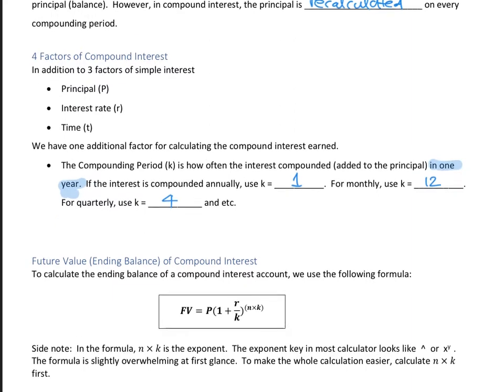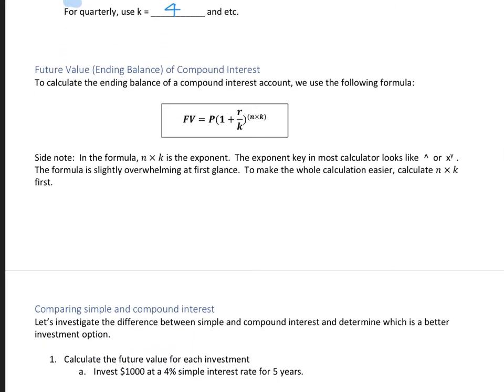So how do we actually calculate the future value of compound interest? To calculate the ending balance of a compound interest account, we use the following formula. The future value FV is equal to P, the principal, times parentheses 1 plus R, the interest rate, over K, the compounding period, to the power of N times K. There's a typo here, it should be T times K. So T is time times K. It should not be N times K, it's T times K. I'll change that here, sorry about that.